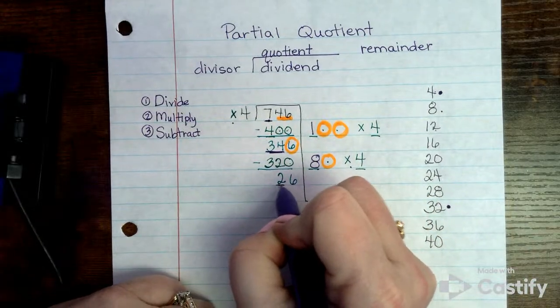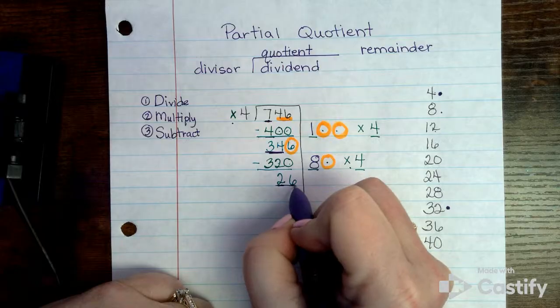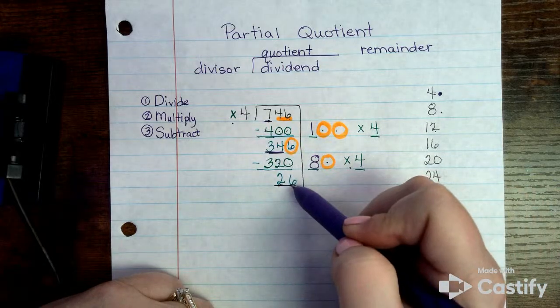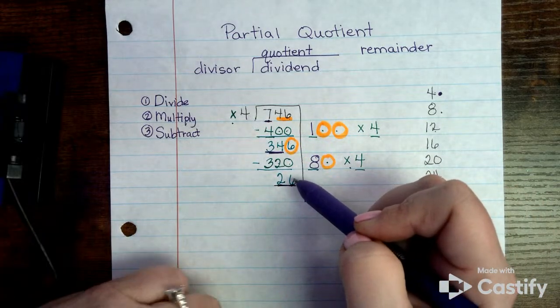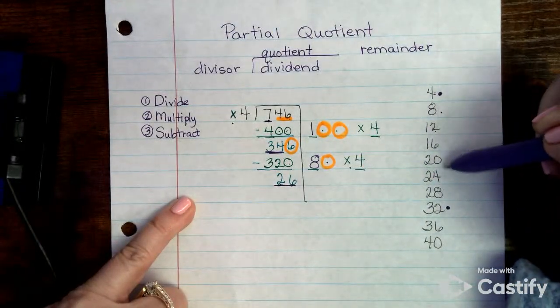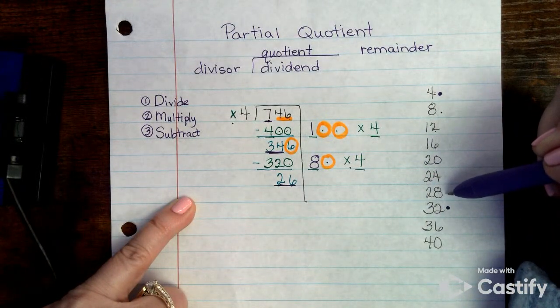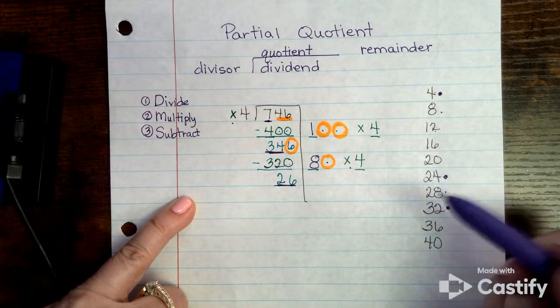Can we get any groups of 4 out of a 2? No, we can't, because 2 is less than 4. So we'll put it all together. Can we get any 4s out of 26? 26 is greater than 4, so yes, we can. About how many? Let's go to the brain dump. 4, 8, 12, 16, 20. 24 is really close. 28 is close, but 28 is bigger. So we're going to use the 24.